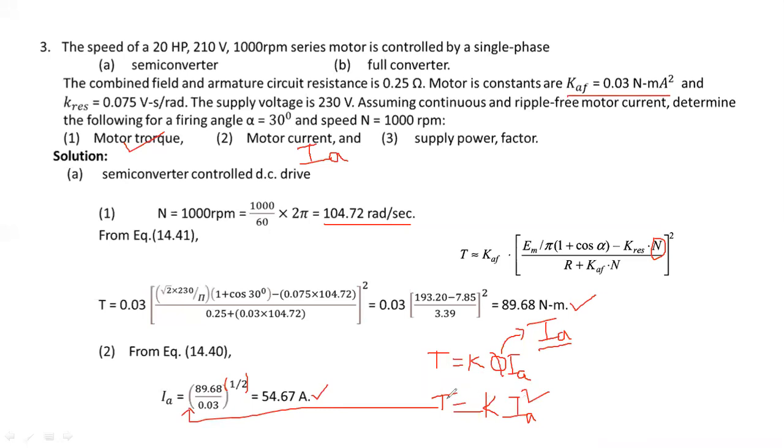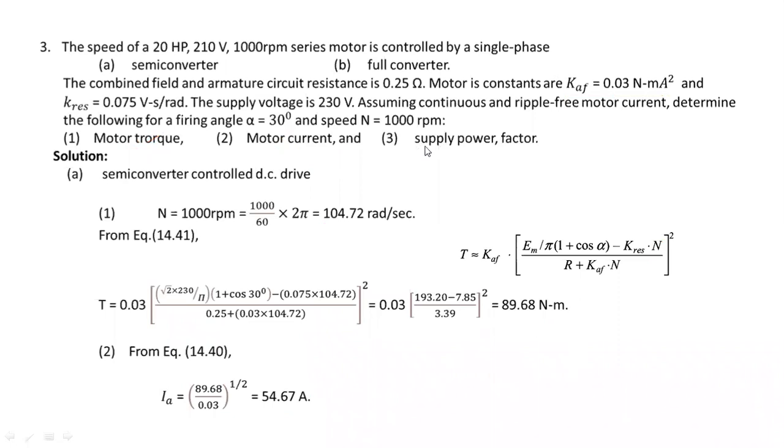Direct formula: torque is equal to constant into Ia square. You need to get Ia. We know the torque and the constant, so simply calculate Ia, which we got as 54.67 amperes. This is our second part, the motor current. And now we need to calculate the supply power factor or input power factor.